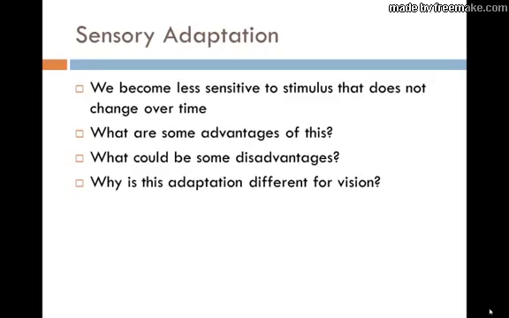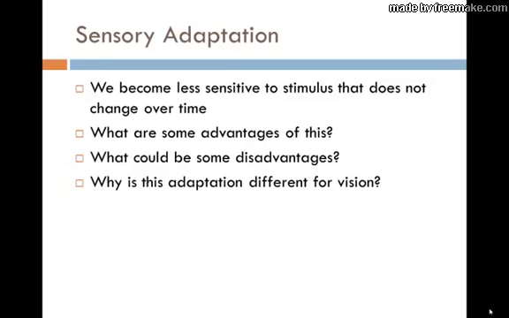And this adaptation is different for vision than it is for hearing or smell or touch. And the reason for that is that your eyes are constantly moving. It's interesting to think about why that might be. So one thing might be that we want to be able to see everything in our environment, right?